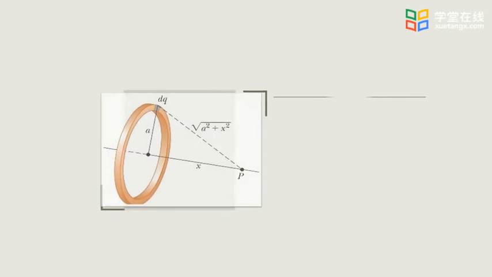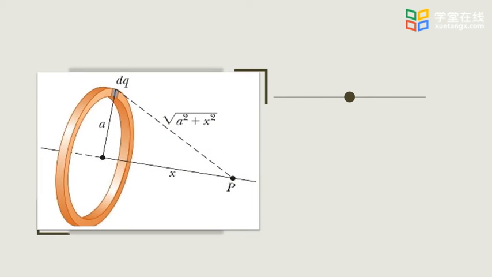From this figure, we can find that the x-axis is perpendicular to the plane of the ring and its origin is the center of the ring. The symmetry of the situation tells us that all charges around the ring are equidistant from point P. We apply the equation discussed earlier, substituting r by this one.